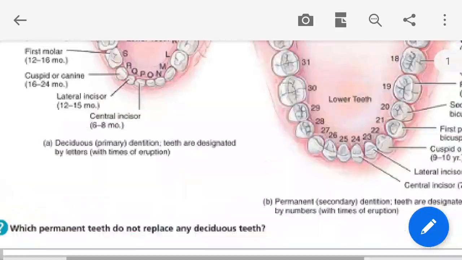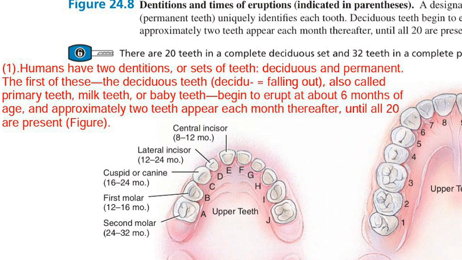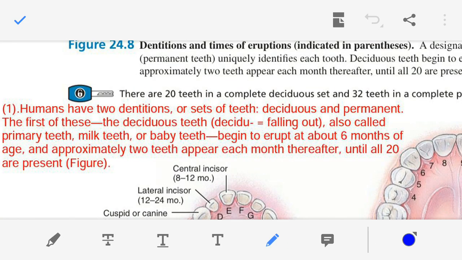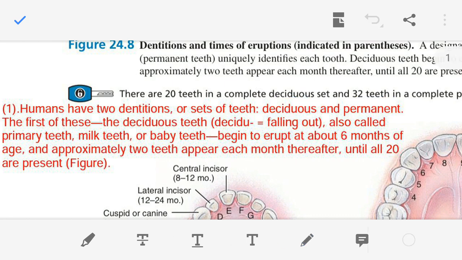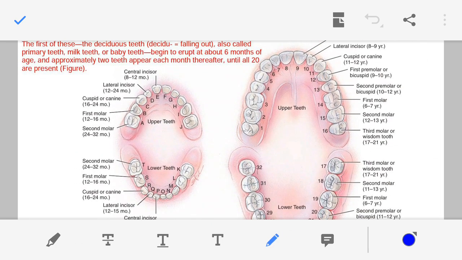Now the first point, this is the first point of our discussion today. Humans have two dentitions. That means we have two sets of teeth. One set is known as the deciduous set, and the other set is known as the permanent set. For example, here on the left hand side, this one is the deciduous set and this one is the permanent set.